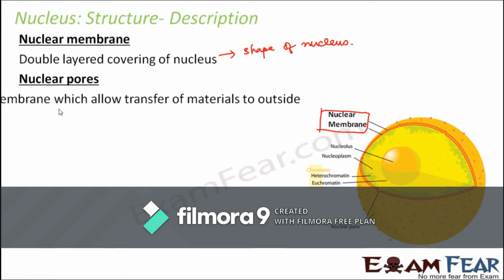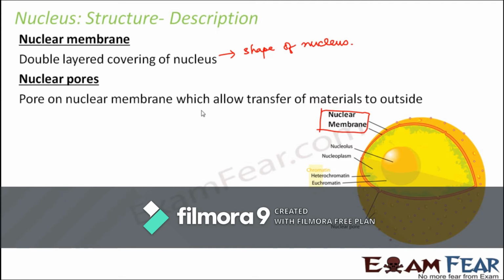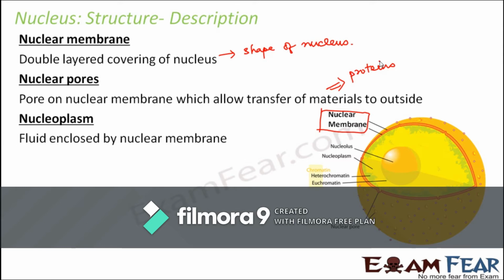Next is nuclear pores. These are pores on the nuclear membrane which allow transfer of materials to outside. Not only outside, some materials get transferred to outside, some materials enter from outside to inside. So what are these materials? These materials could be proteins. So proteins are examples of one such materials which might get exchanged between the nucleus and the outer nuclear space. Next is nucleoplasm. So what is nucleoplasm? It is the fluid which is enclosed by the nuclear membrane. You can see here nucleoplasm, the fluid which fills the entire empty space inside nucleus.